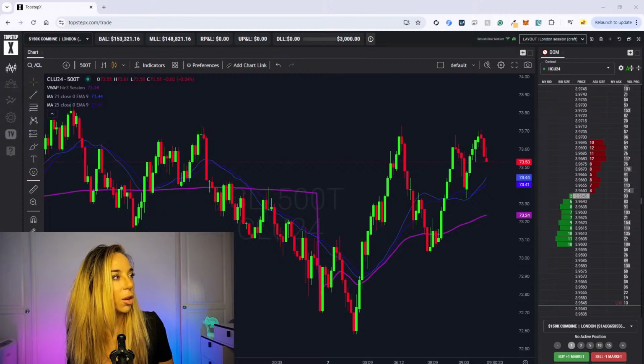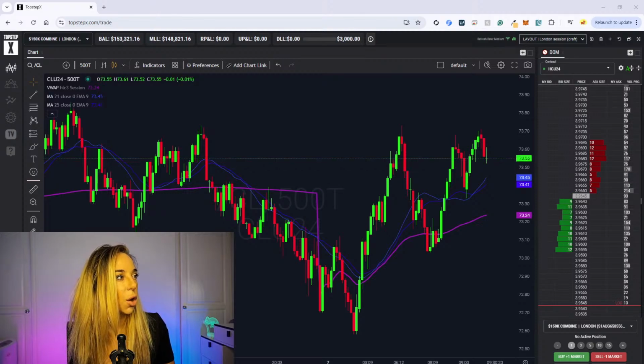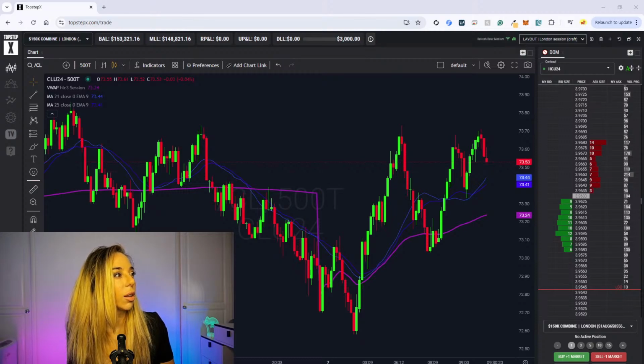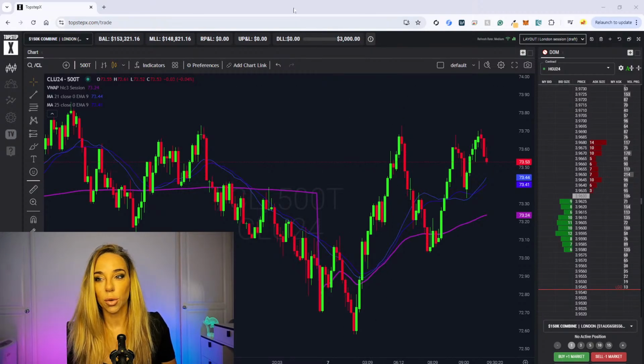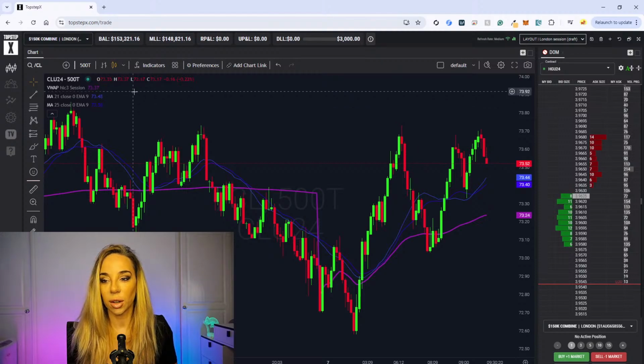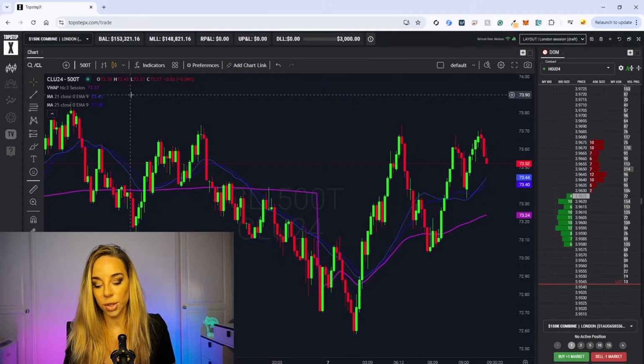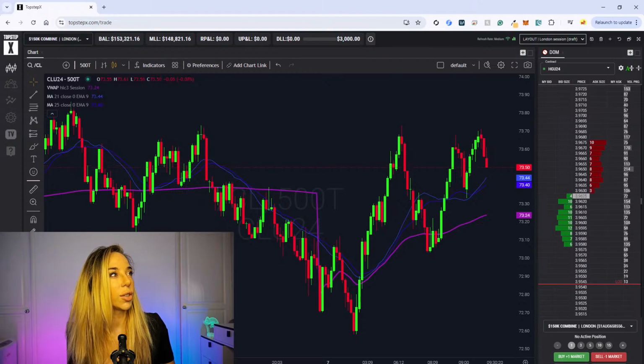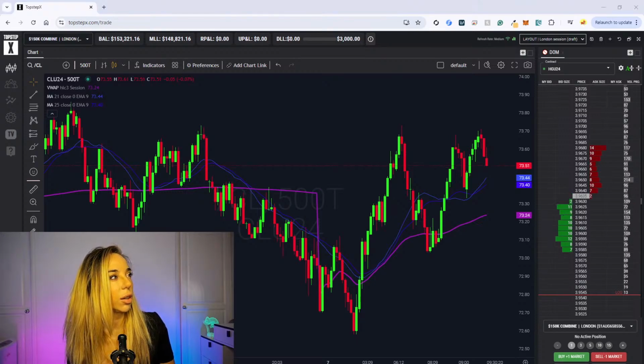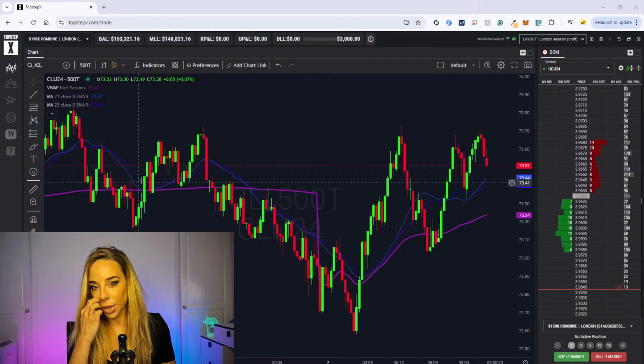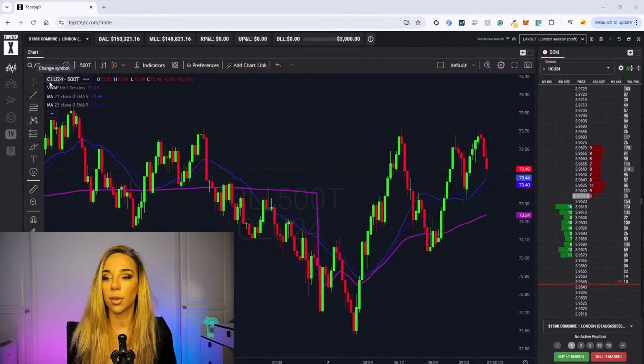Now we have another update on Topstep. So I'm going to show you how to put in those awesome coaches levels on the chart. All right, so I've got my Topstep here. Now I have the crude oil chart.